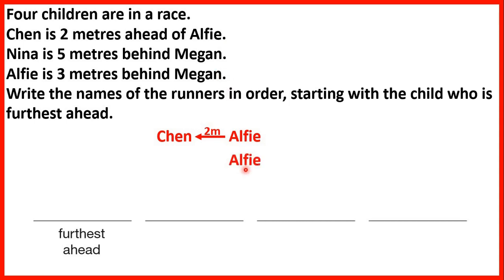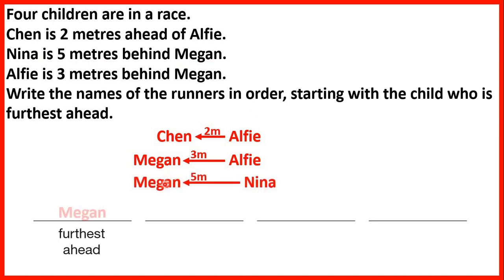So we have Alfie, and he's 3 meters behind Megan. So Megan is 3 meters in front of Alfie. So now we can come back to our second statement. Nina is 5 meters behind Megan. So Nina is 5 meters behind Megan, which means that Megan must be the furthest ahead. Then we have Chen, then Alfie, and then furthest behind is Nina.